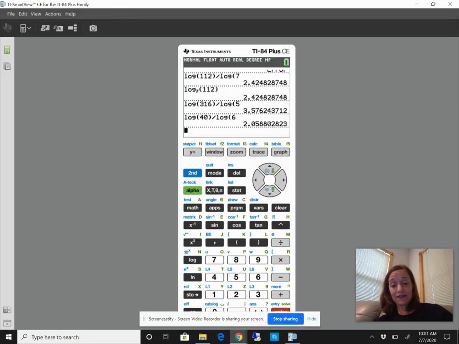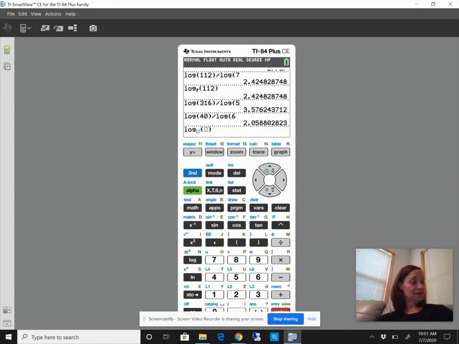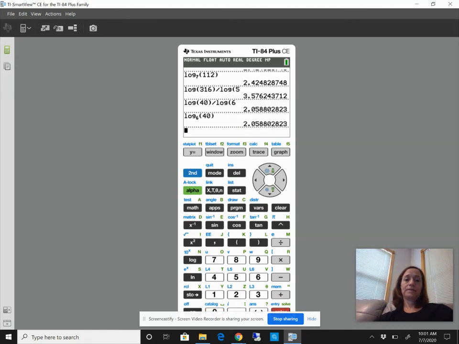If you have a TI-84, instead of using change of base every time, you might as well go to math and go down to the log base option. Then you can just type in a 6 down here and a 40 here, like that. Same answer. You go ahead and do 2 and 3.